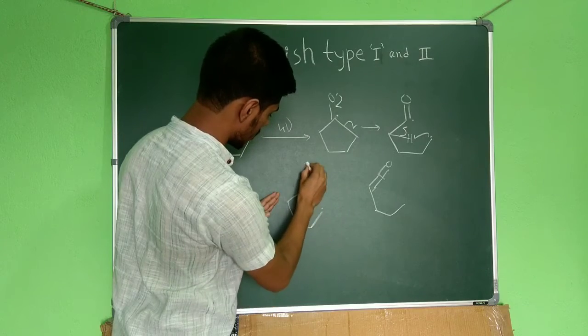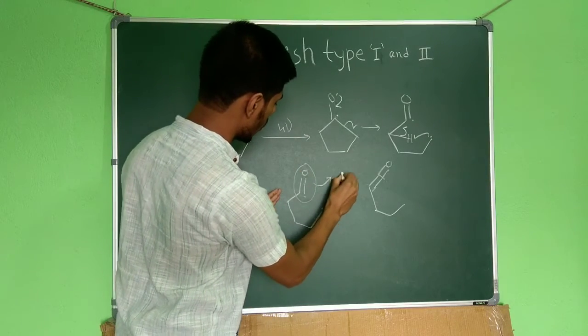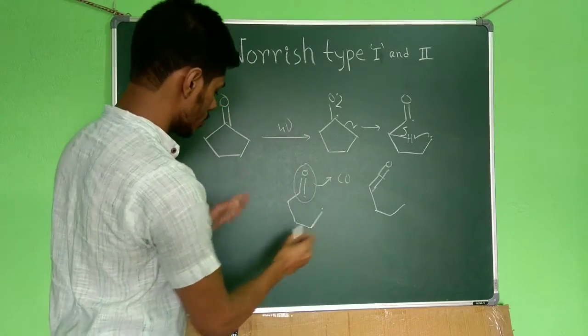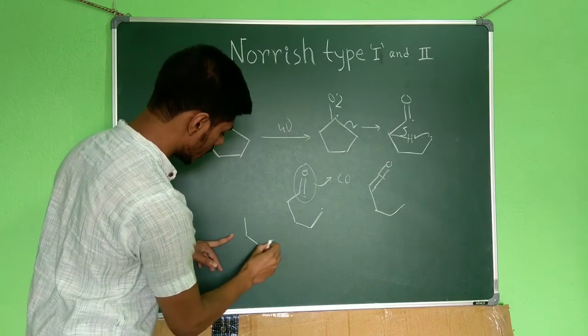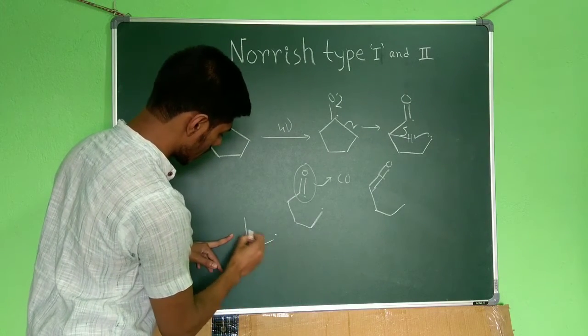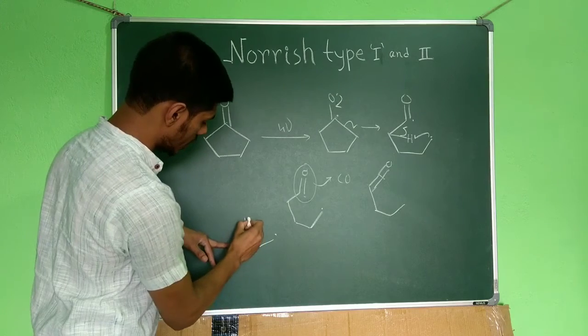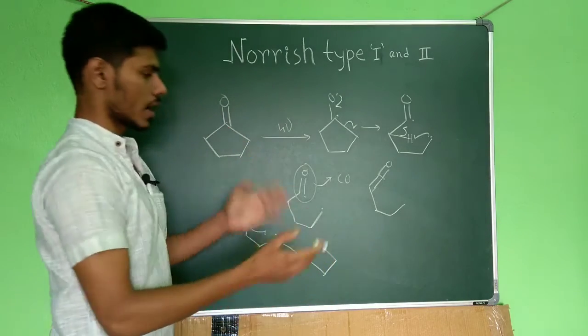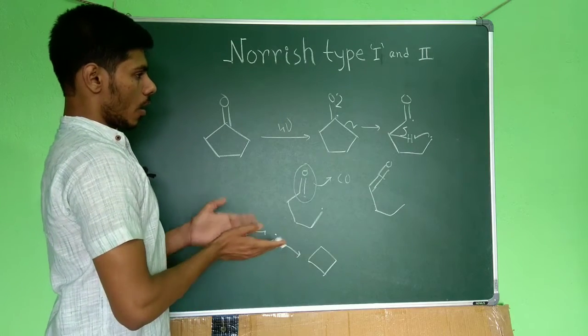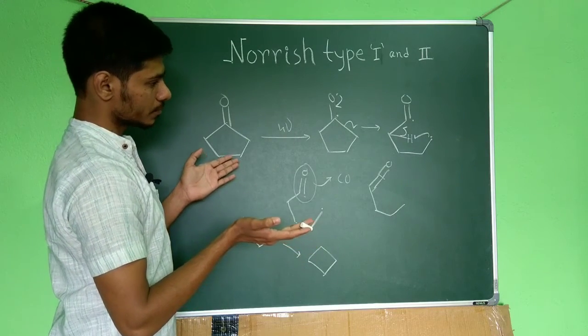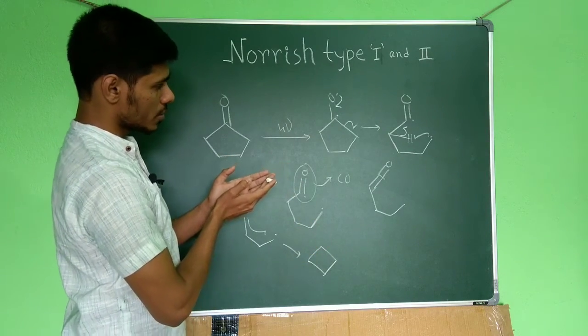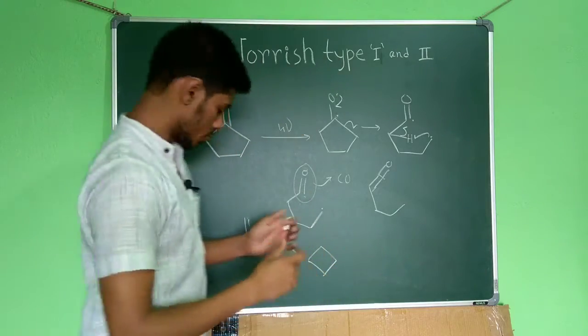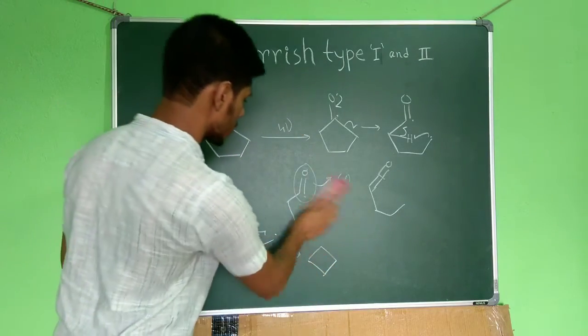Or let's say you have this one, right? So now this part can go as carbon monoxide. So what you will then be left with are these two dots, and these two dots can combine to give you this cyclobutane. And the last possibility is, so what is the third possibility?